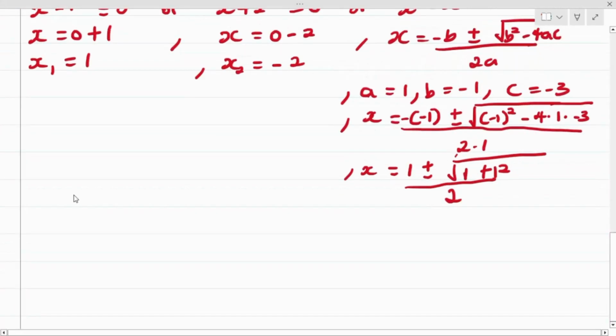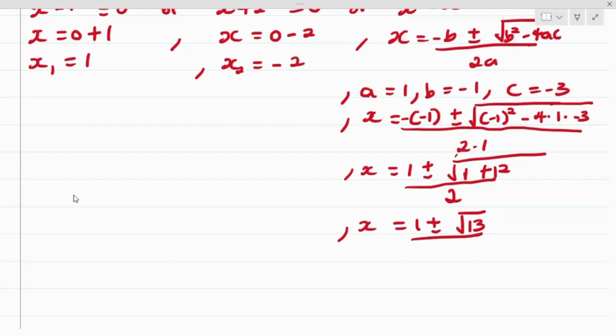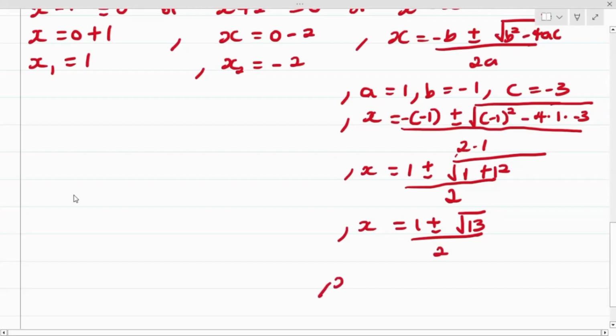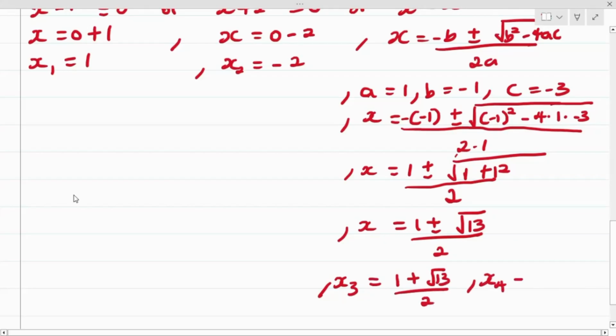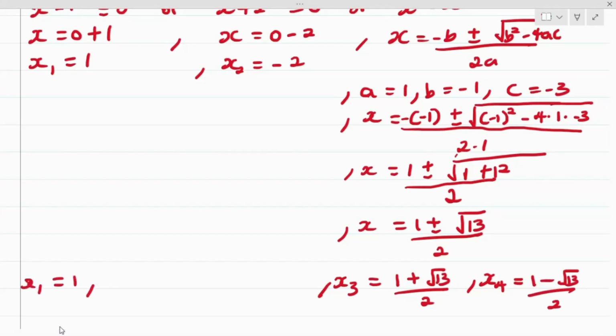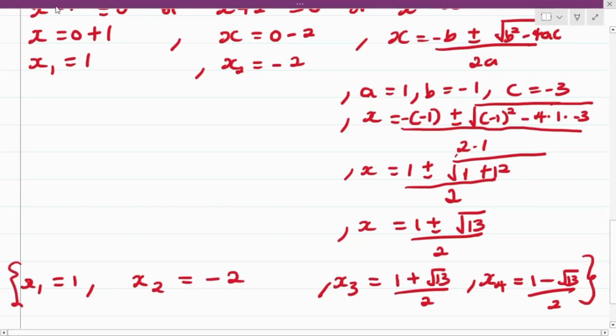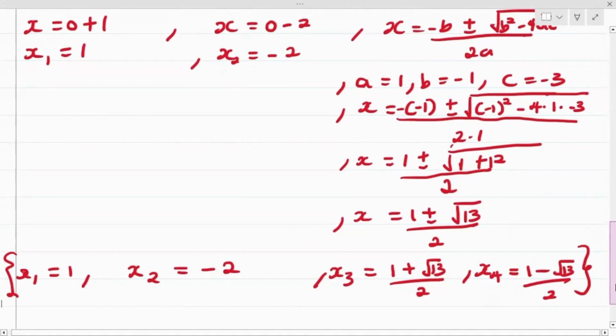2. So from here, we have that x is equals to 1 plus minus the square root of 1 plus 12 is 13, divide 2. So we can easily say that x3 is equals to 1 plus the square root of 13 divide 2, and x4 is equals to 1 minus the square root of 13 divide 2. So we can say x1 is equals to 1, x2 is equals to what? Negative 2. And this becomes the values of what? X. So this is the first method that you can use. Let's dive into method 2.